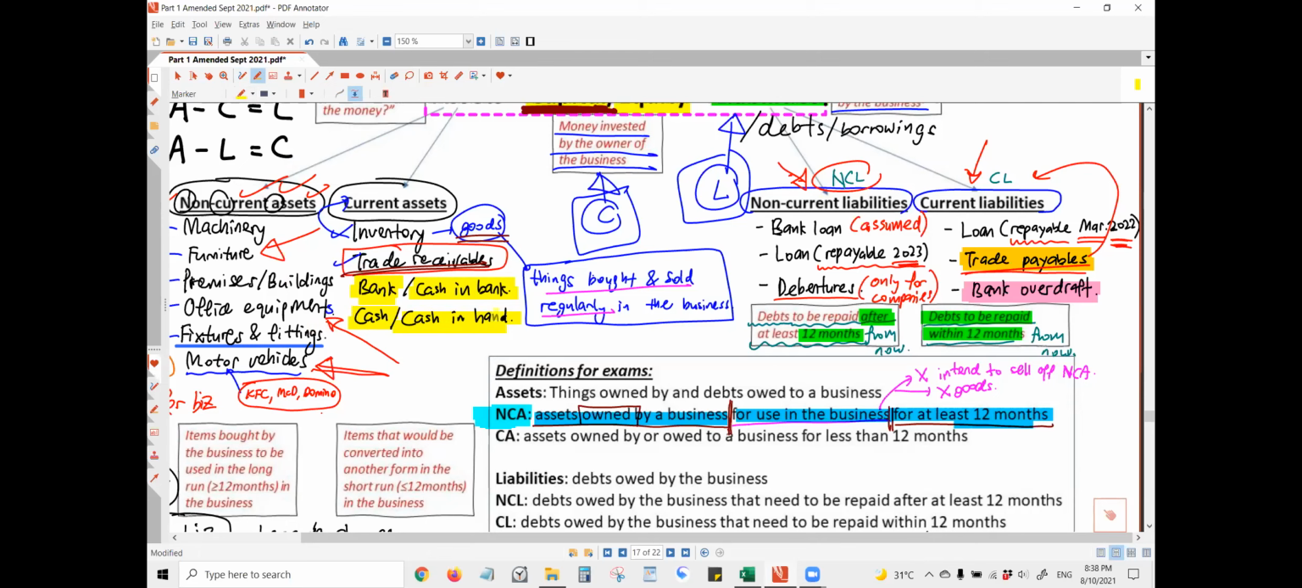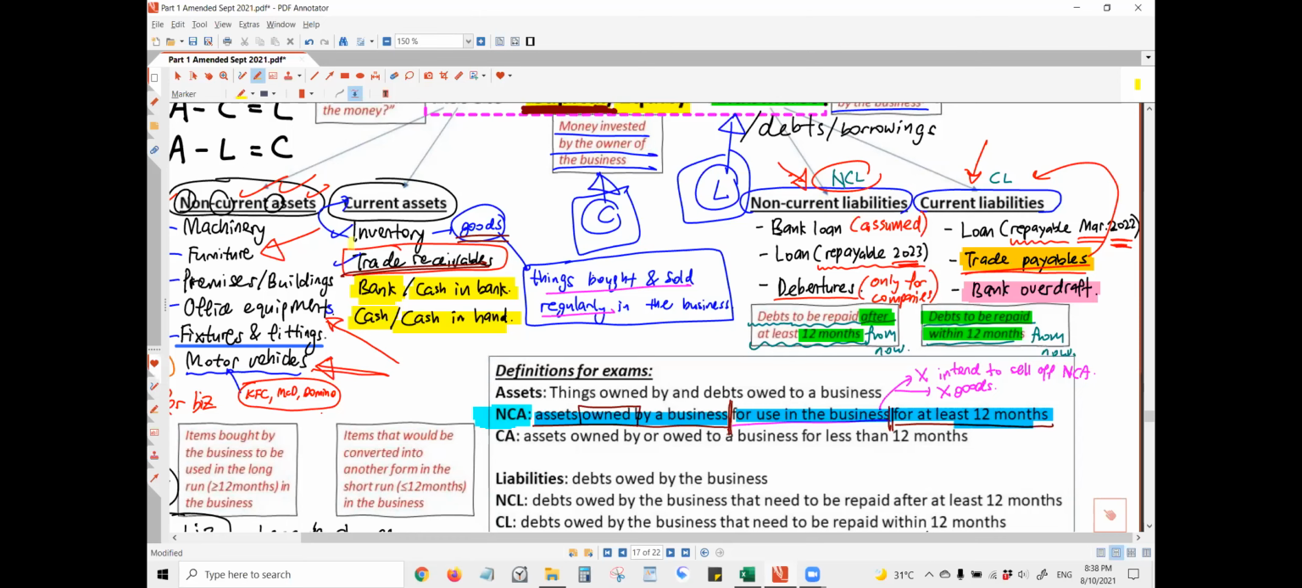So why are these two current assets? Because it's the same reason as the one for inventory. Your cash and bank should keep fluctuating throughout the year. When you spend money in your business, they go down. When you receive money from your customer, they go up. So within a short period of time, they keep fluctuating. That's why it is a current asset, just like inventory. Makes sense, yeah?